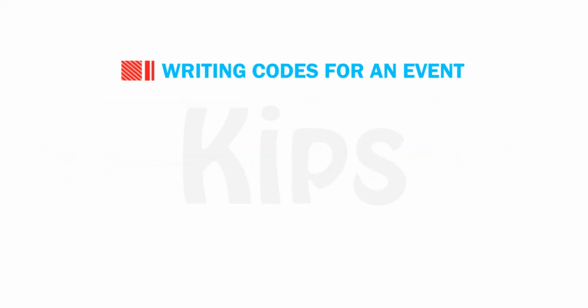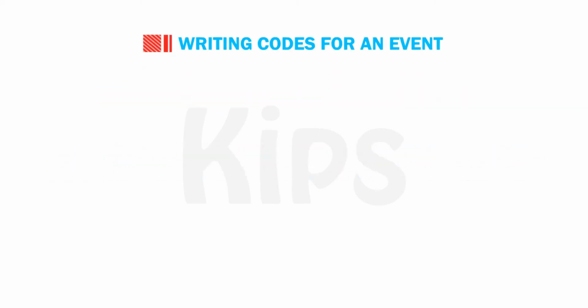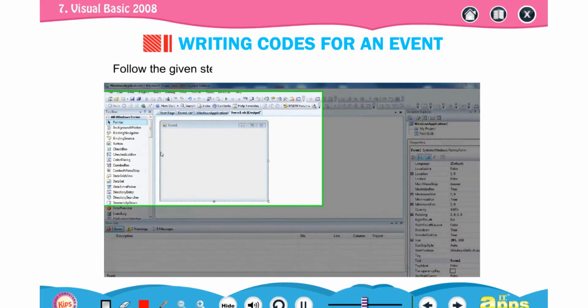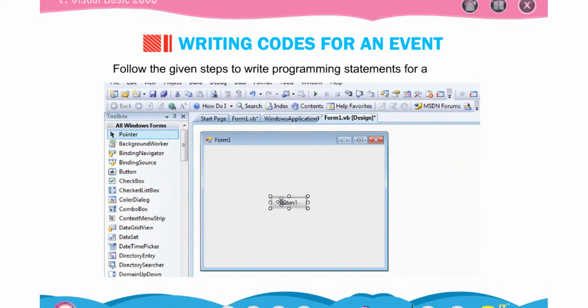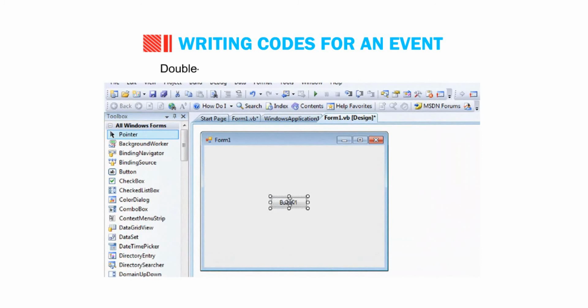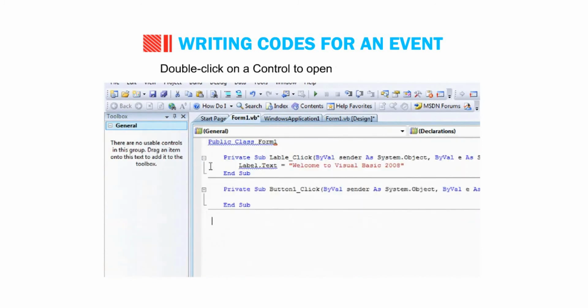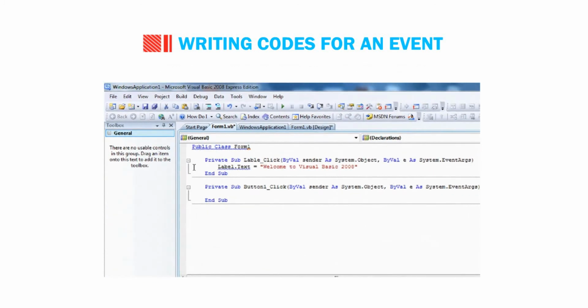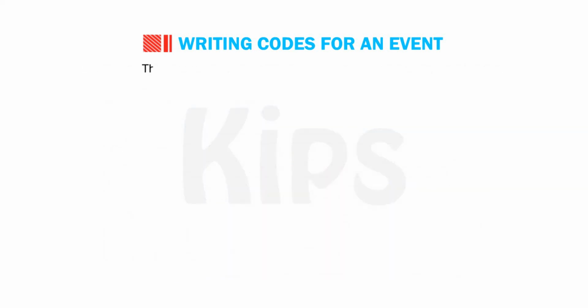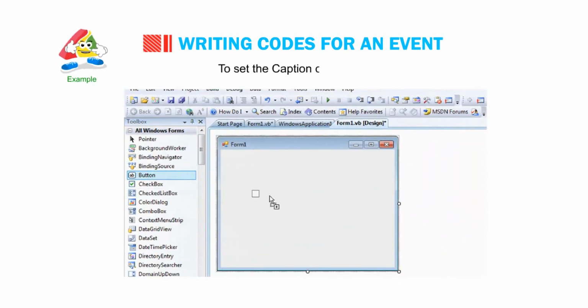Alright, let me now tell you how to write code for an event. Follow the given steps to write programming statements for any event. Double-click on a control to open the code window. In the code window, write the statements in between the pre-written lines of code. The syntax to assign a value to the property of an object is: object name.property name = value. For example, to set the caption of a label.